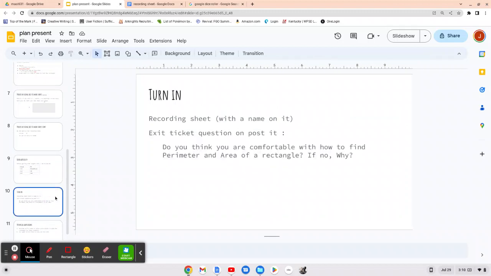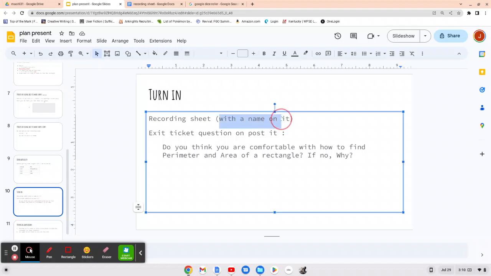Anyway, what should be turned in is the recording sheet with a name on it. How many times do we have to say that? Too many. And the exit ticket question on a post-it, very easy to do your own.